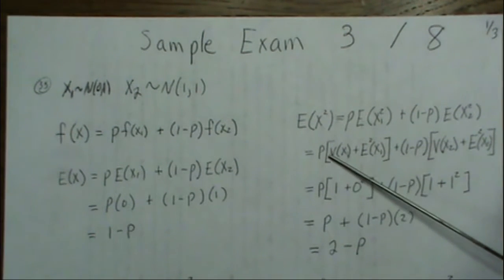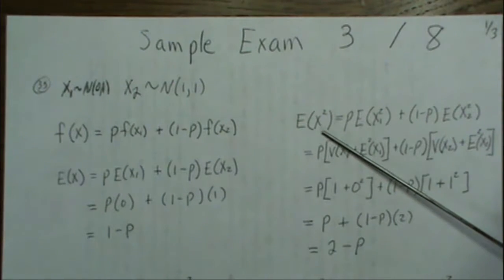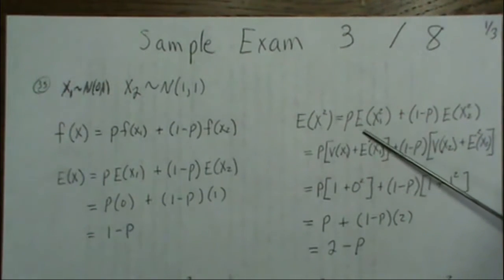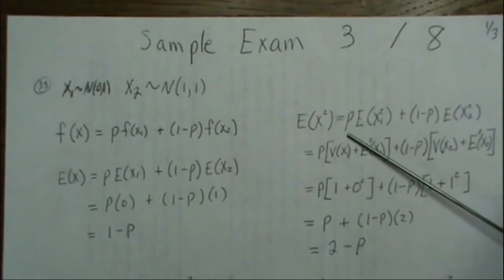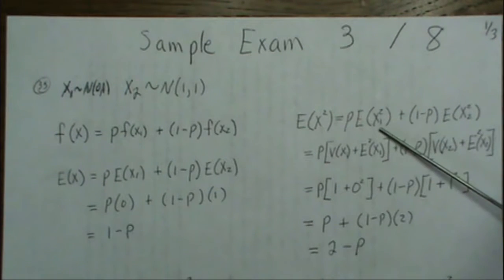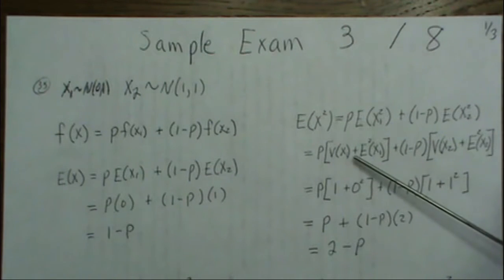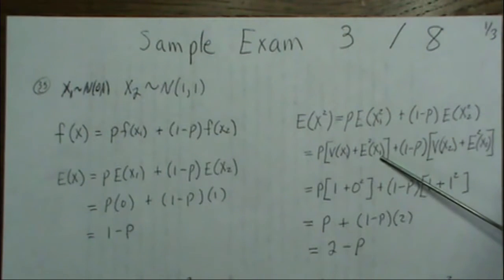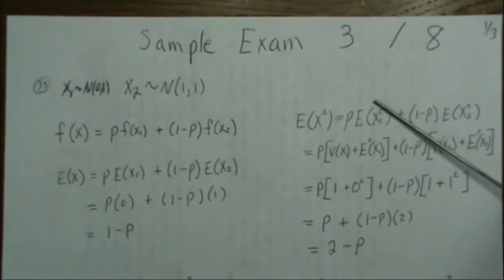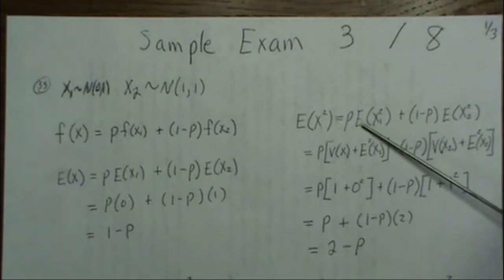Now to find the variance, we also need the expected value of x squared. So we do a similar approach here. The p comes out, expected value of x1 squared. Now, there's a formula that says the variance of x1 squared plus the expected value of x1 quantity squared is this expectation.